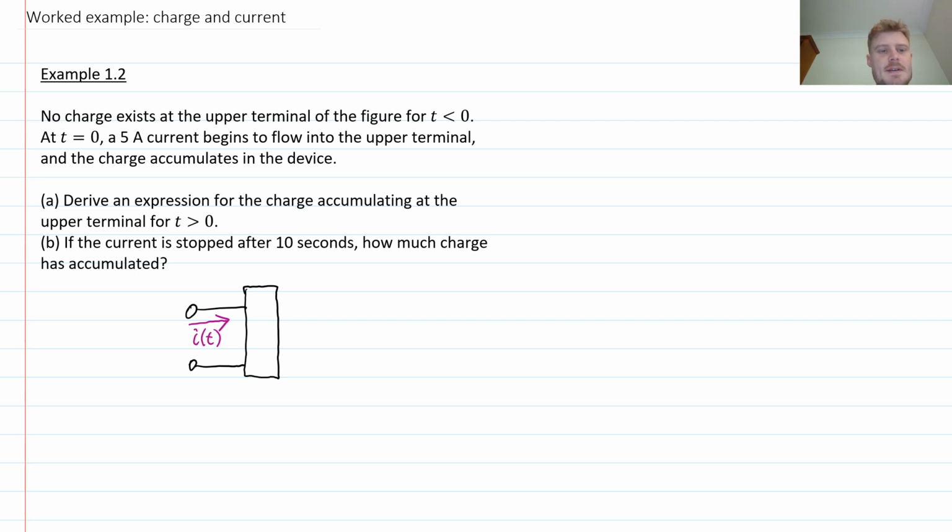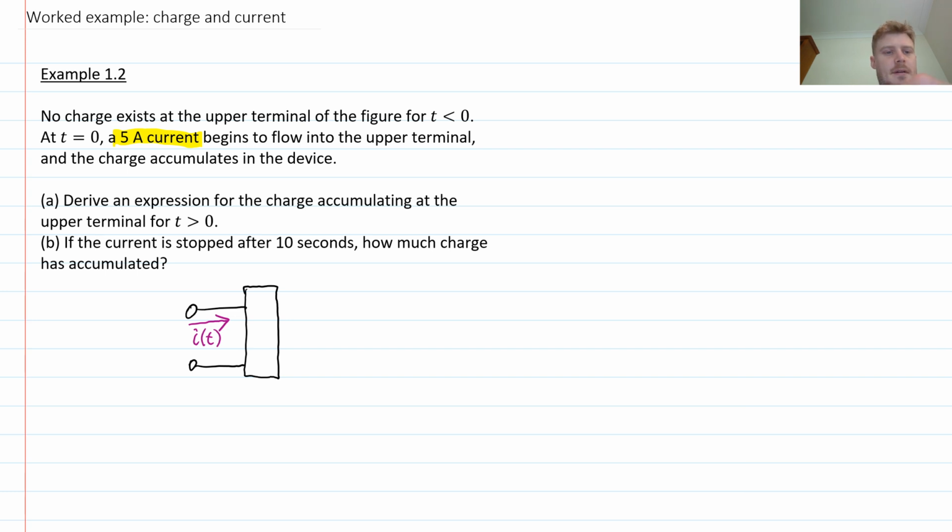This one is example 1.2 from the textbook, and it says that we have a circuit element with two terminals, and there's basically nothing happening, no charge, no current, no voltage for times less than t equals 0. But then at t equals 0, the circuit switches on, and we have a 5 amp current that begins to flow into the upper terminal. So I've labeled that here with this purple arrow.